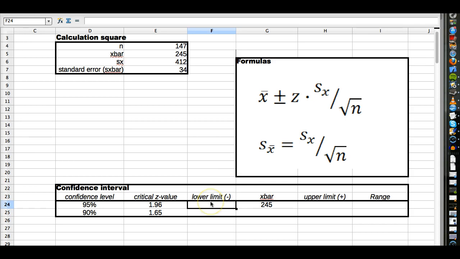Now for the lower limit, I'm going to write equal to our guess, and this time it's minus because we're talking about the lower limit.